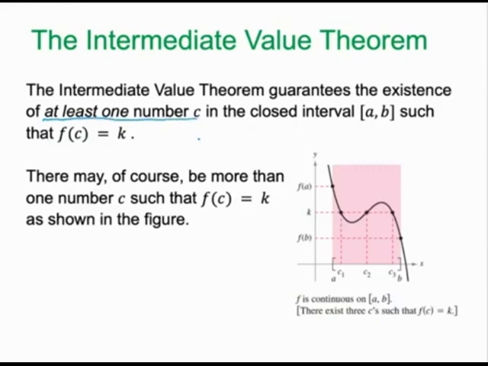And this just lets you know that there's a possibility that f of C equals k for more than one C. And you can see that in the graph here. For C1, C2, and C3, notice that they all equal k.